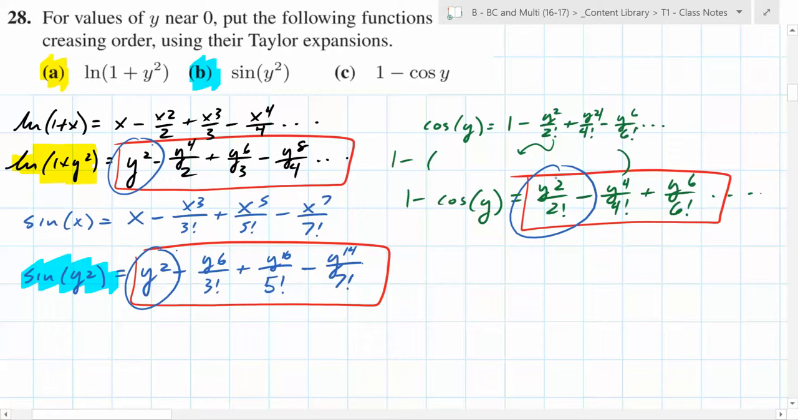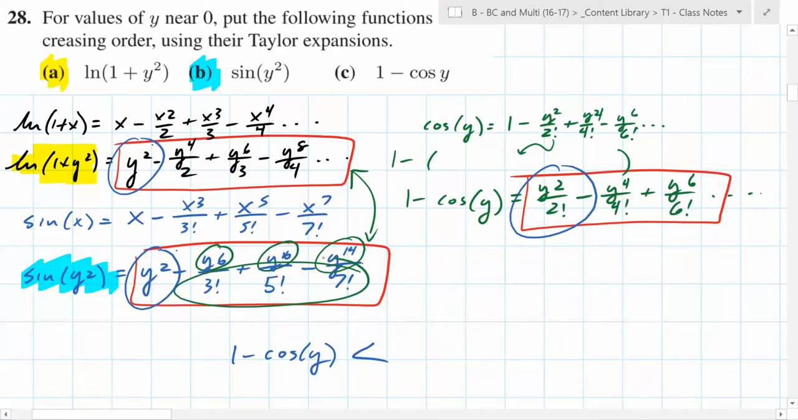1 minus cosine y is the smallest. So therefore, 1 minus cosine y is going to be the smallest, but then you need to compare the next one. How do you compare these two right here? Well, the denominator. All the numerators are the same. The numerators get really small here, and these are bigger. So which one's going to be bigger, ln 1 plus y squared or sine of y squared? Near zero.